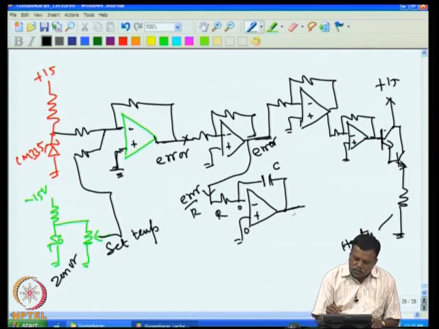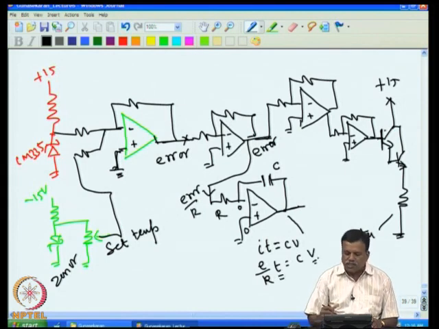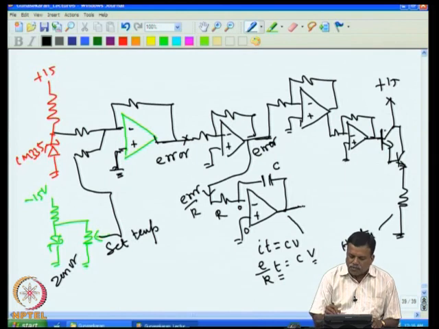So eventually this voltage will slowly go towards minus at a rate determined by this current, because I into T is equal to C into V. The I is nothing but error divided by R. With C fixed, as time increases, the voltage has to increase. The only thing is it is minus, but at this point it can become plus if I give it to this inverter stage in addition to what is coming from the proportional stage.